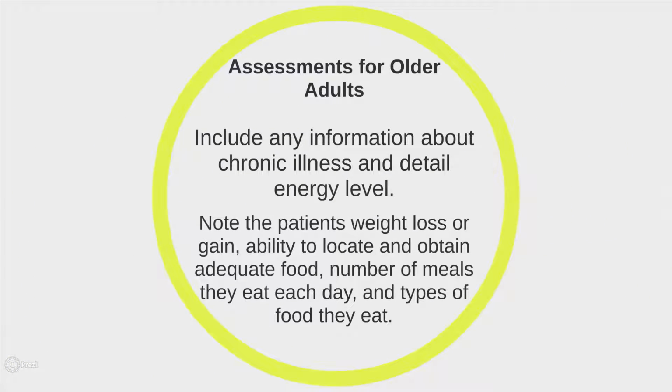To complete an accurate health assessment for older adults, you should make sure you include any information about chronic illnesses and also detail their energy level, including any regular exercise and activities. It's important to also note the patient's weight loss or gain, their ability to locate and obtain adequate food, the number of meals they eat each day, and the types of food they normally eat. You will also need to note their medications and any potential interactions they may have with each other.